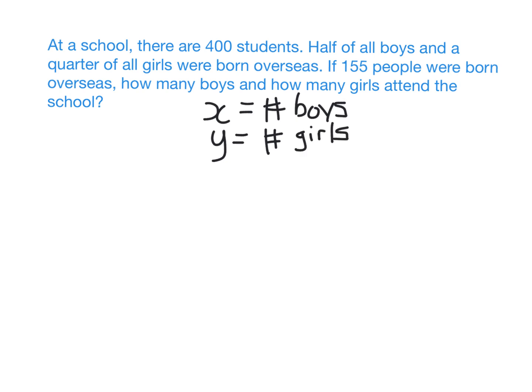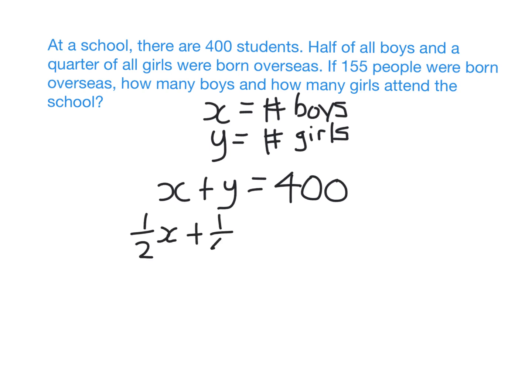So after we've defined our variables, we need to form two equations. So the first equation is there are 400 students at the school, so number of boys plus number of girls equals 400. The second equation tells us that half of the boys plus a quarter of the girls amounts to 155 students. So to solve this and this equation simultaneously, we need to multiply one or both equations so that either x or y has the same coefficient in both equations.